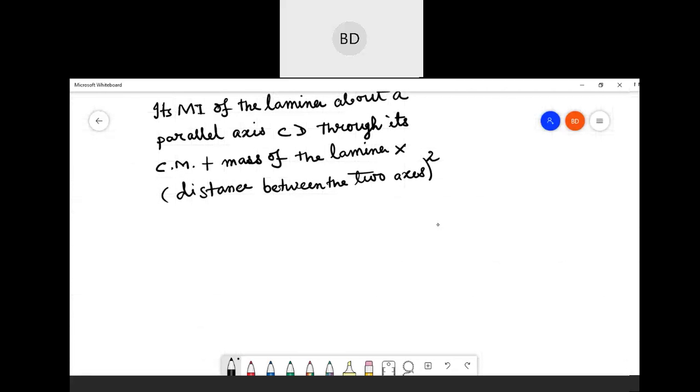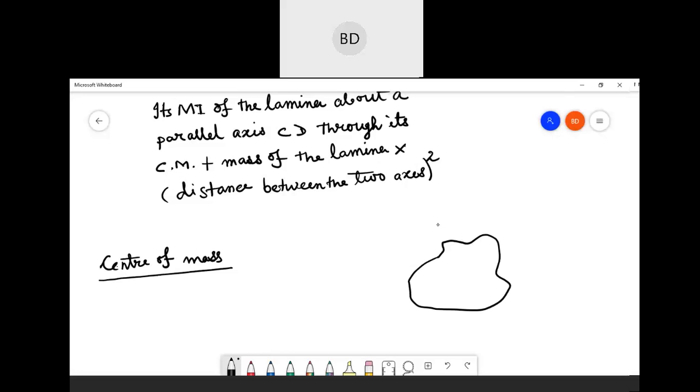So what is the center of mass? Let us come to the center of mass. Have you remembered center of mass? What is it? Suppose I have a body like this. So the total mass may be m.